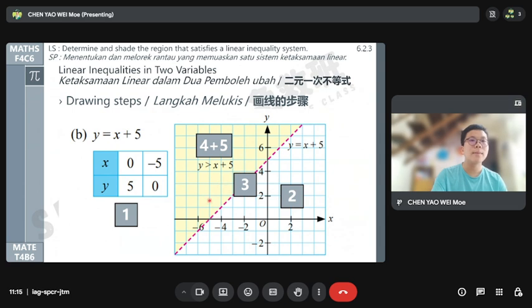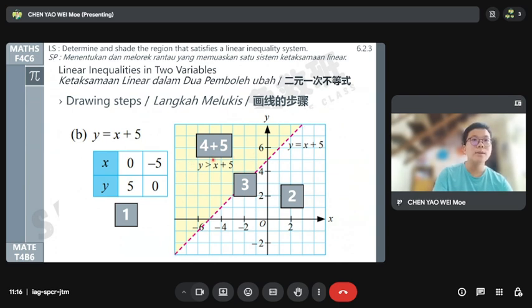And then later on, you shape the region that you want. If, let's say, this is larger, it means I need to shape the region here. Now a question came out: why do we want to shape like this?